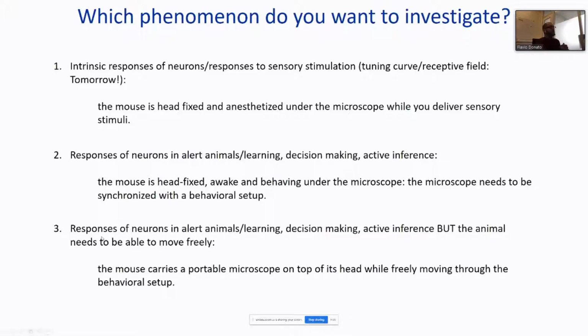The third thing is that you might want to investigate a phenomenon that is really impossible to do in head-fixed animals. So the animal has to move freely. For that, it is possible to actually investigate these phenomena. It has become possible only recently. We're talking about the last 7-8 years. There has been a tremendous technological effort to miniaturize microscopes, both one photon and two photon microscopes, to make them so tiny that you can actually implant them or fix them on the head of the animal, and the animal carries them around when they're moving in a box.